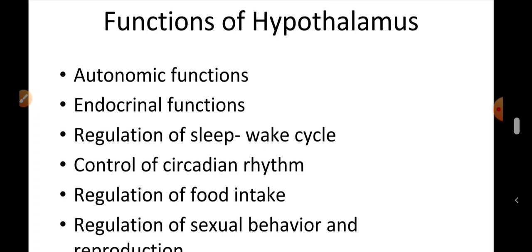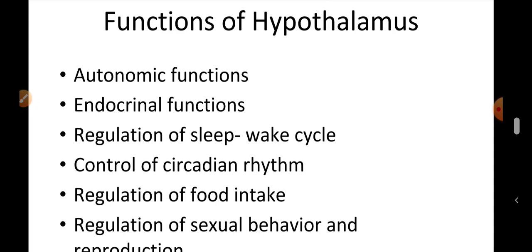Also under the autonomic functions, the hypothalamus regulates the pupillary size. The stimulation of the posterior and lateral hypothalamus causes dilatation of the pupil, while the stimulation of the anterior and the medial part of the preoptic and the supraoptic area produces constriction of the pupil.